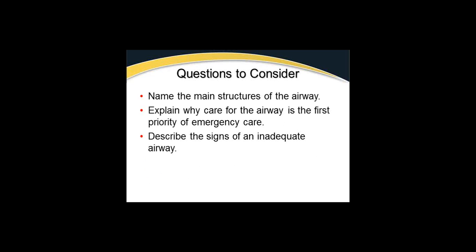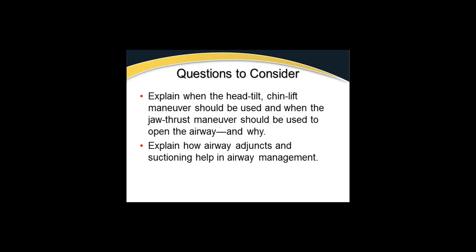So some things for you to consider: name the main structures of the airway, explain why care for the airway is first priority, describe the signs of inadequate airways, explain when you would use a head tilt chin lift versus a jaw thrust, explain the various airway adjuncts and suction and how they may help.